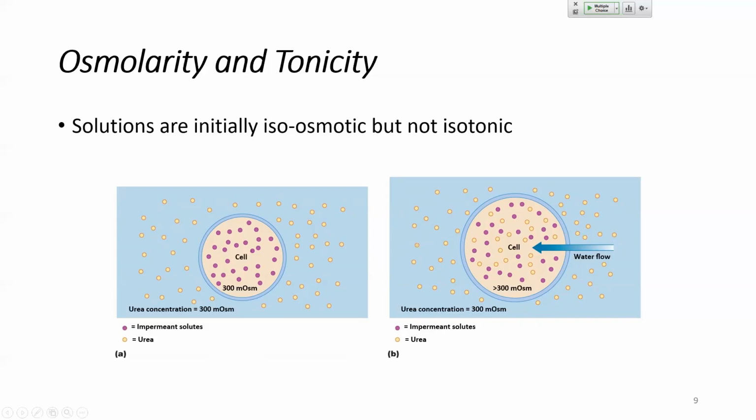So if you're considering that there is no urea here, there would be no particles outside the cell. So we'd have particles inside and no particles outside. So we would have a high water concentration outside and a low water concentration inside. And so this ends up being a hypotonic solution, okay? And so this is how we can see that osmolarity is different from tonicity. We can have an isoosmotic solution also be a hypotonic solution. Okay, any questions on that?